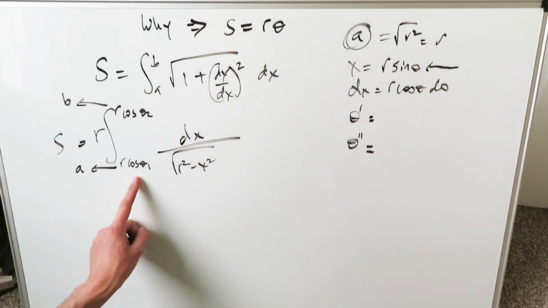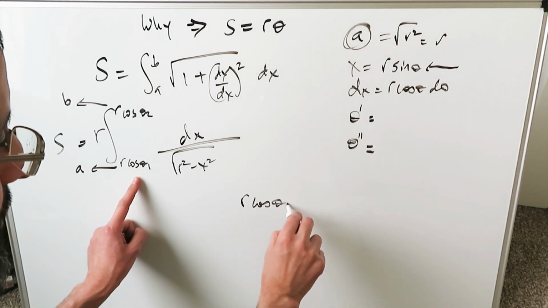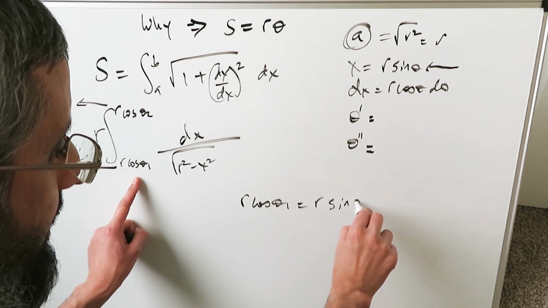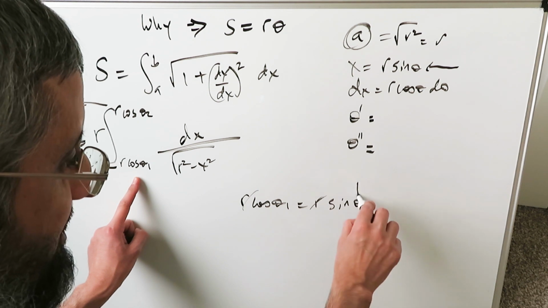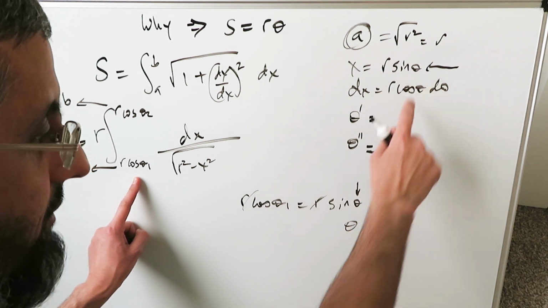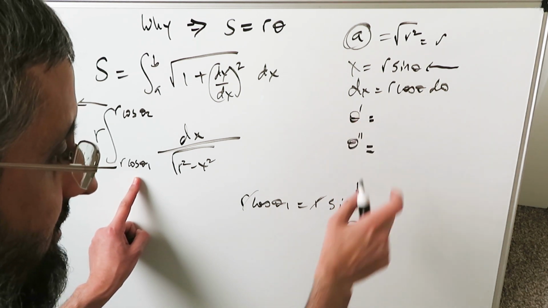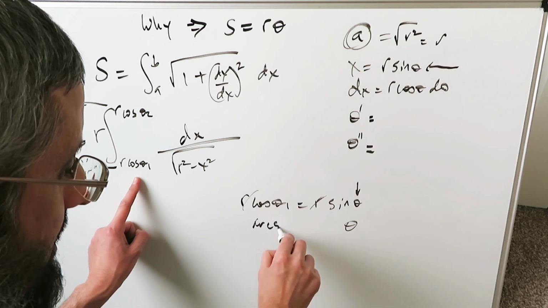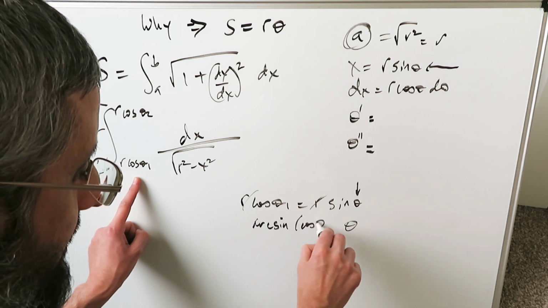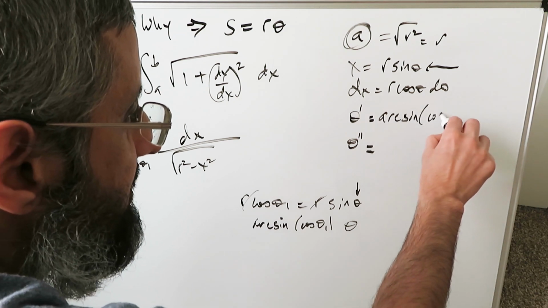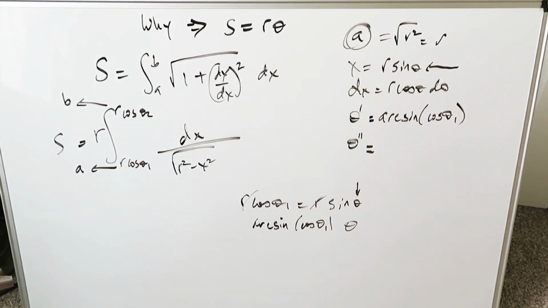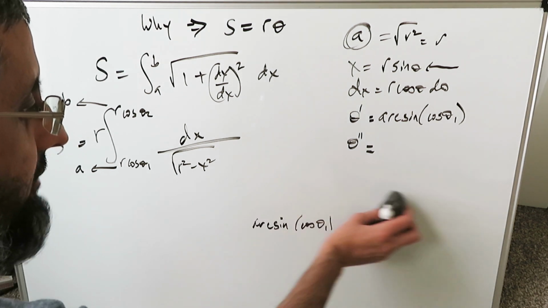I have this r cosine theta 1 is equal to r sine theta. When you push the r onto the other side, it will cancel out with that. But when you solve for this specific angle theta, which is what we're solving for, to get this value, I'm getting here arc sine of cosine theta 1, and that's what it will be, arc sine of cosine theta 1. Now you will do the same exercise for the upper limit, and we will do so.